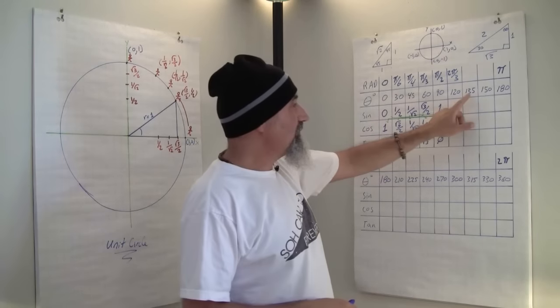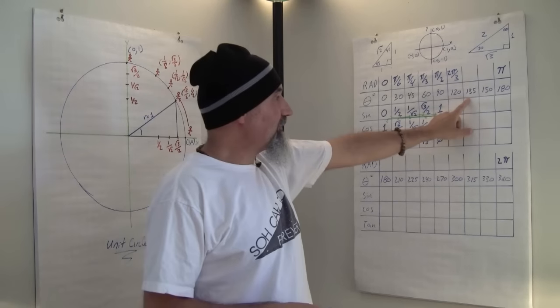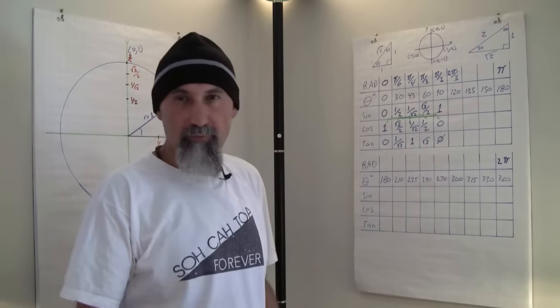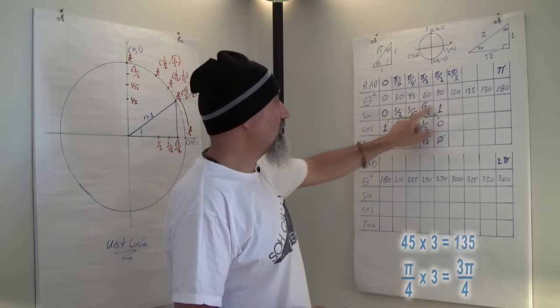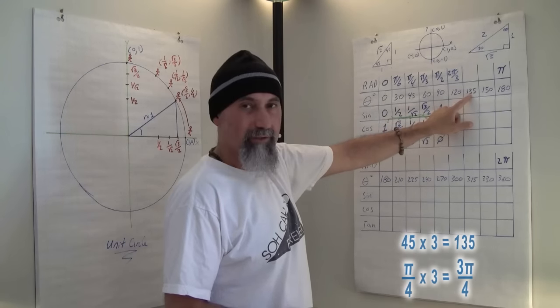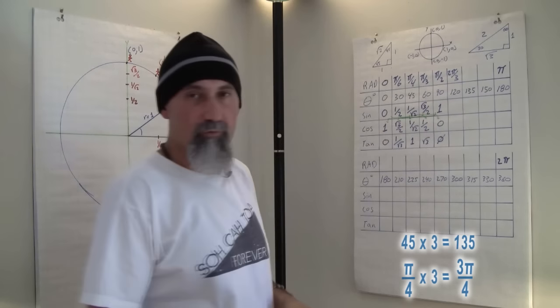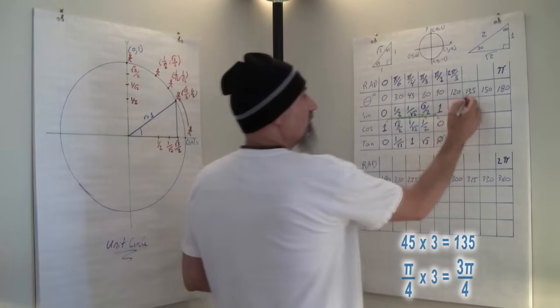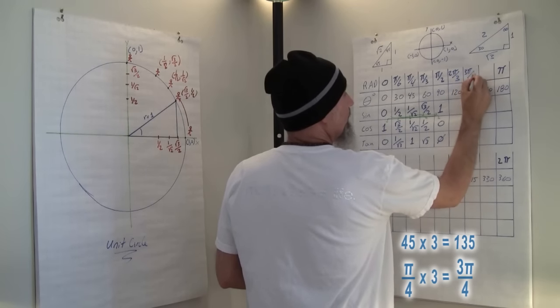Now, to get to 135 degrees, 135 is a multiple of 45, right? And we multiply 45 by 1, 2, 3, right? There's 3 45s in 135. So I'm going to multiply pi over 4 by 3. So 135 degrees is 3 pi over 4. Okay.